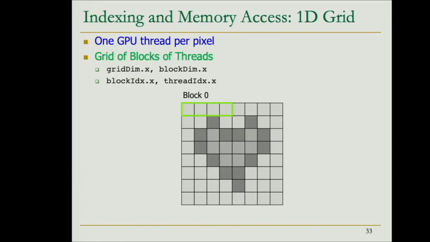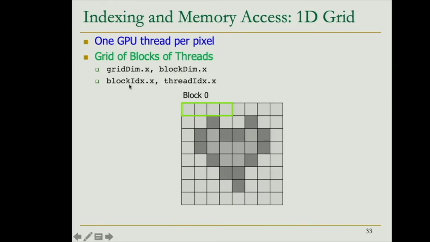block. These are some built-in variables that we can use inside the GPU code. GridDim.x is the number of thread blocks that the grid contains in the x dimension. BlockDim.x is the number of threads inside each thread block in the x dimension.